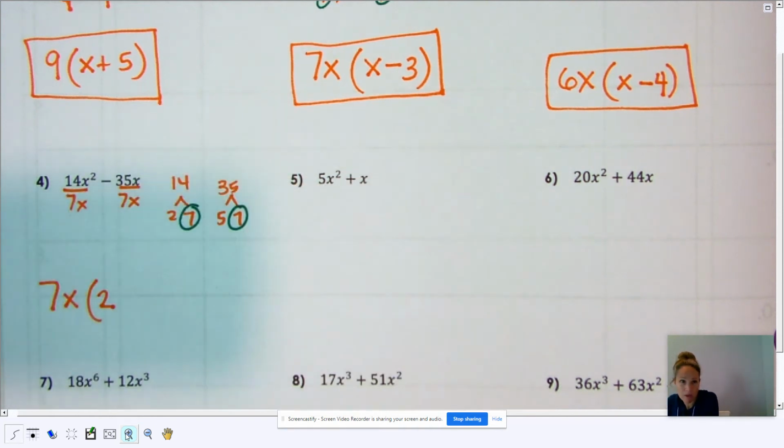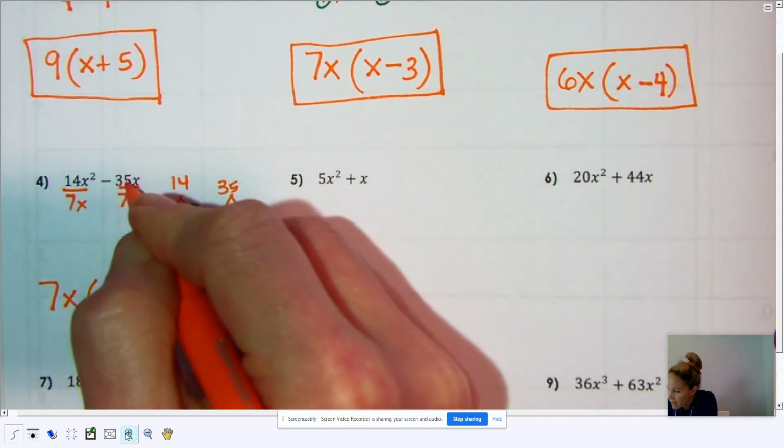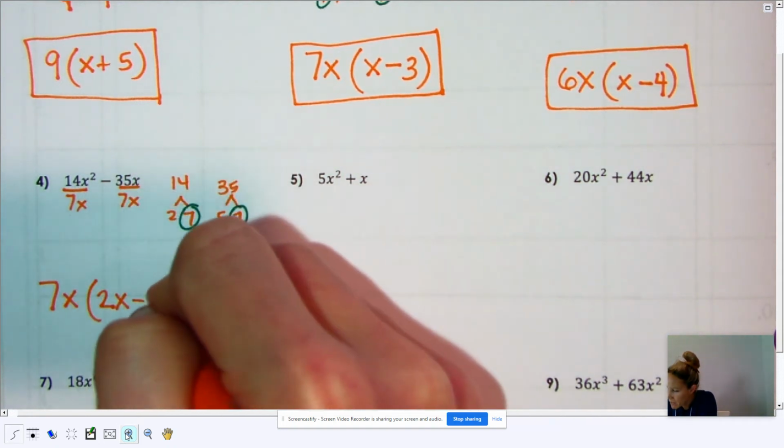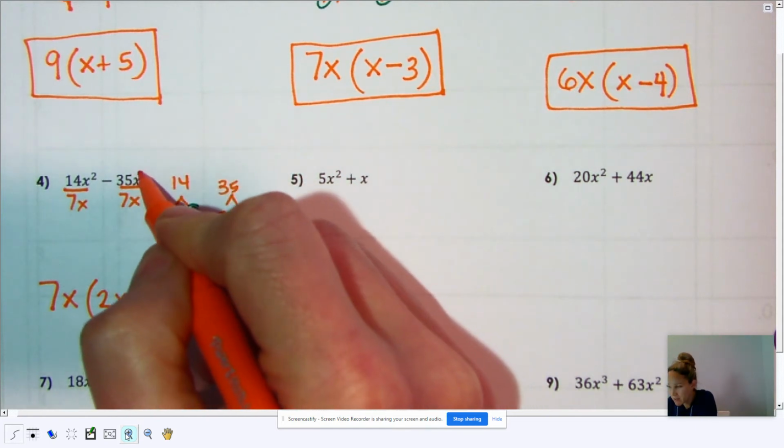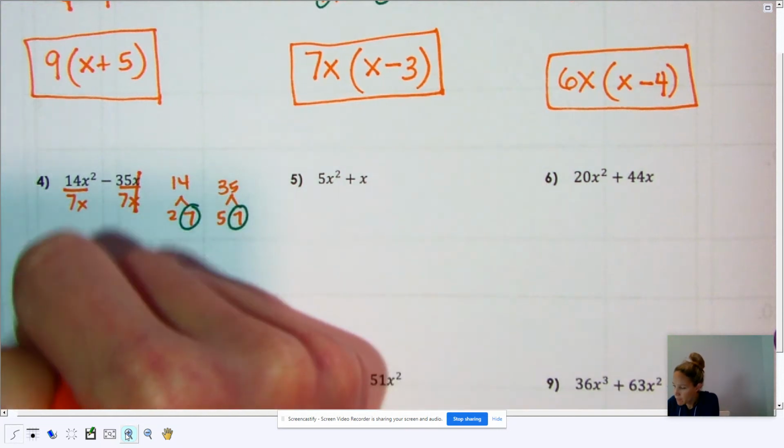I'm dividing by one of them, so I've got 1 x left. And then on this one, negative 35 divided by 7 would be negative 5. And then x divided by x, those just cancel out. There's no more x's. And that's what we get.